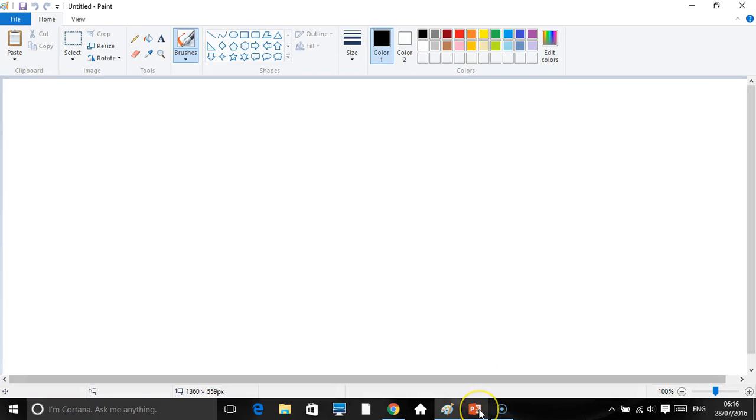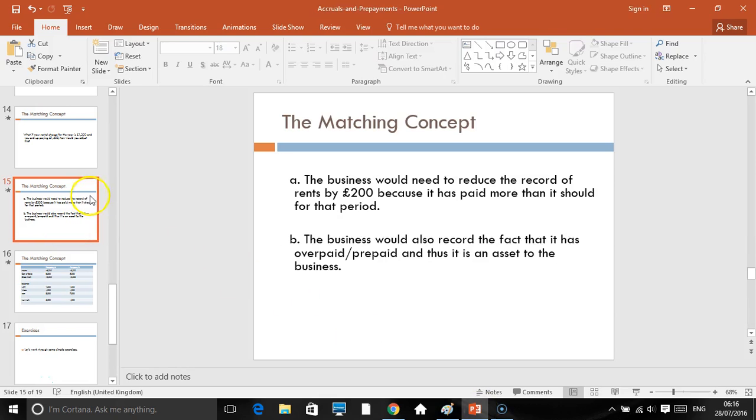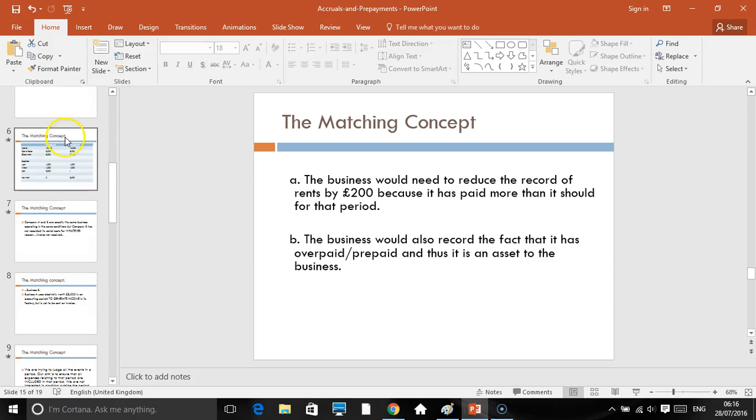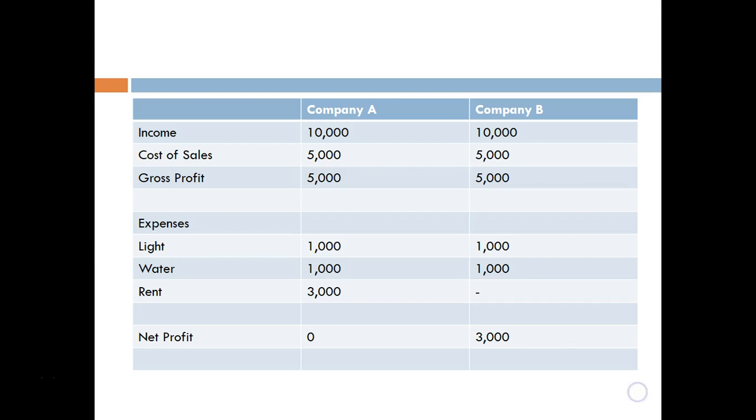Okay, so we've looked at accruals, and let's go back and look at prepayments. So prepayments are just the reverse of accruals, right? With accruals, we had the situation where this was the situation. So conceptually, this is the situation. Always important to look at it from that angle.